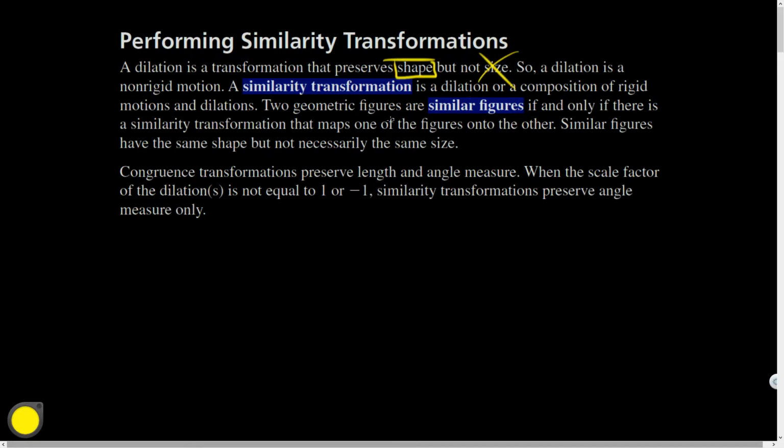But a similarity transformation is a dilation or a composition of rigid motions and dilations, and it will result in two similar figures. Okay, so two figures are similar if and only if. What's if and only if tell us? Biconditional statement. Yeah, it's true in either direction. Well done, sir. So that means if two figures are similar, then there is a similarity transformation that maps one onto the other. Or if two figures have a similarity transformation that maps one to the other, then the figures are similar. All right. So they have the same shape, but not necessarily the same size.